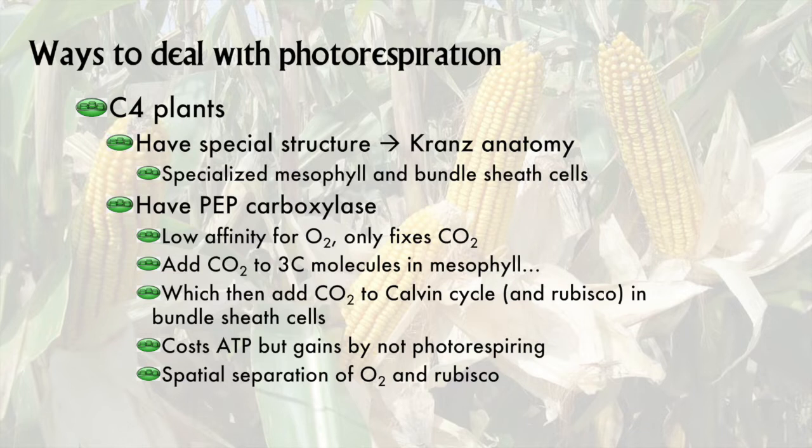The 4-carbon molecule is transported into the bundle sheath cell where the carbon dioxide is released. This way, carbon dioxide concentration is kept high in the bundle sheath cells and photorespiration is reduced. This costs some ATP, but it's not as wasteful as photorespiration when it's very, very hot and very, very dry. Thus, oxygen is separated from rubisco spatially.